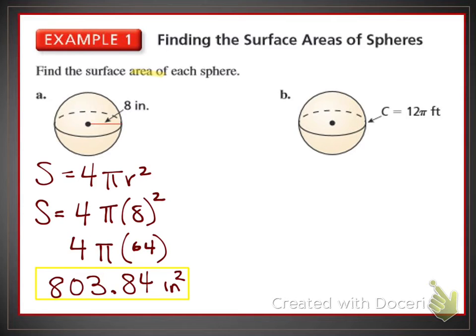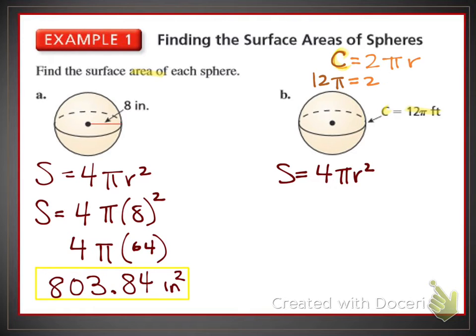On the second question, we're given something different. We're not given the radius, but we can find it. What does C represent? Circumference. So what we want is surface area equals 4 pi r squared. What we don't have is the radius, but we can find it. How do we find the circumference if you're given the radius? Correct. C equals 2 pi r. So what we can do to find the radius, if we know C is 12 pi, is plug it in. So circumference is 12 pi.